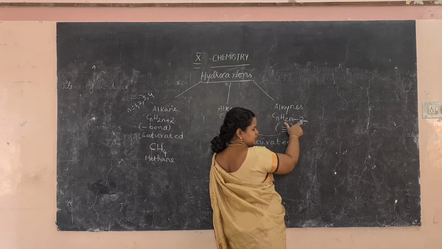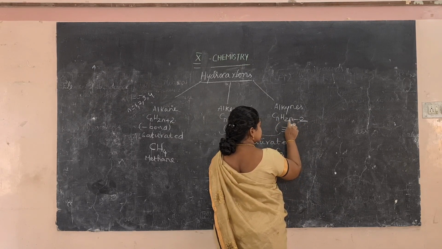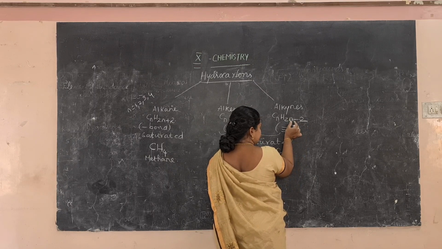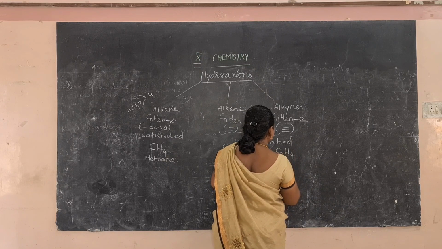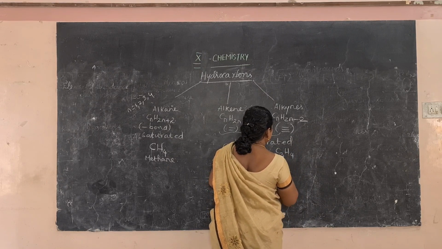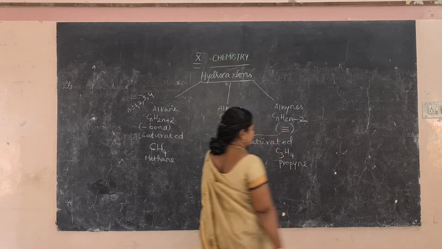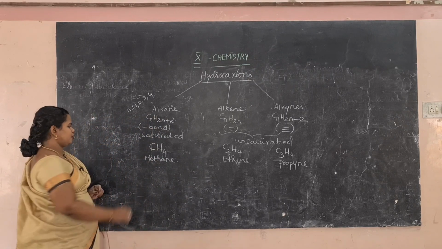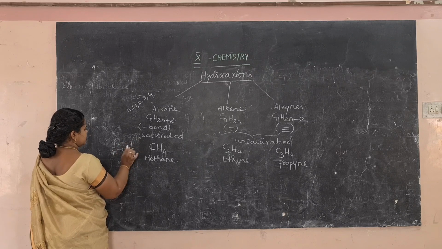For alkyne, if n is equal to 2, C2H is not possible, so n is equal to 3. So C3, and 3 times 2 is 6, 6 minus 2 is 4, so C3H4. C3H4 is propyne.